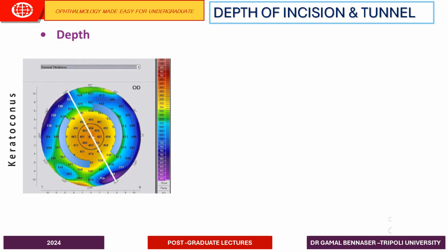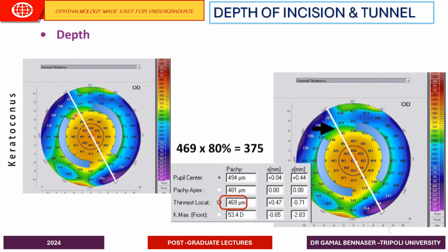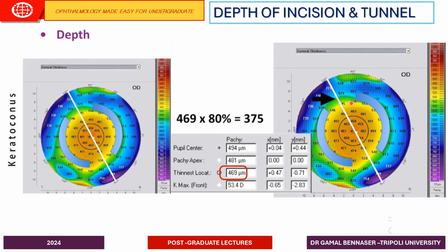As we said before, among the pachymetry analysis of the topography map, we have to look at the thickness of the cornea at the area of the incision, because for implanting the intracorneal ring, we have to reach 80% of the thickness at the tunnel area, and the minimum safe corneal thickness at that area should be at least 450 micrometer. So we can determine the thickness at that area. This is the location of the incision. And as you can see, the thickness is 469, so 80% of the thickness will be around 375.